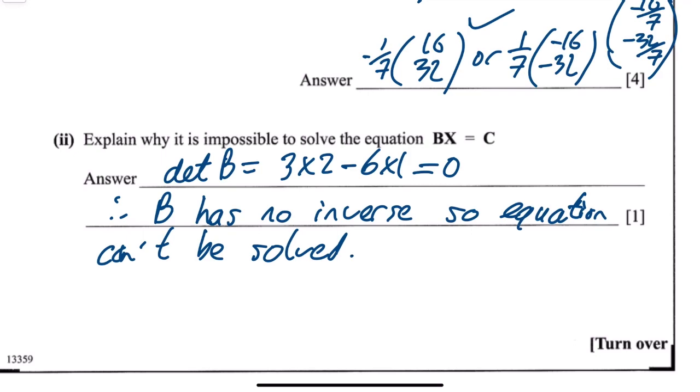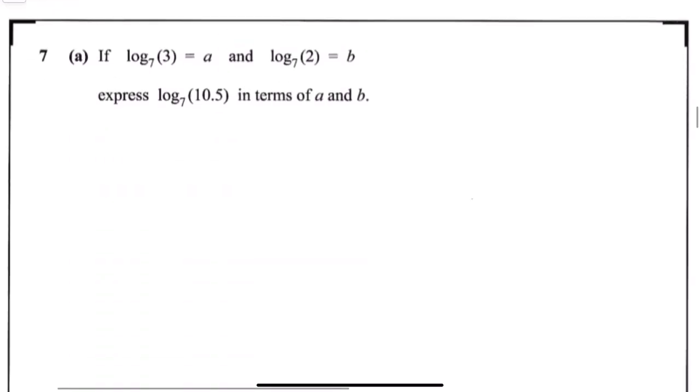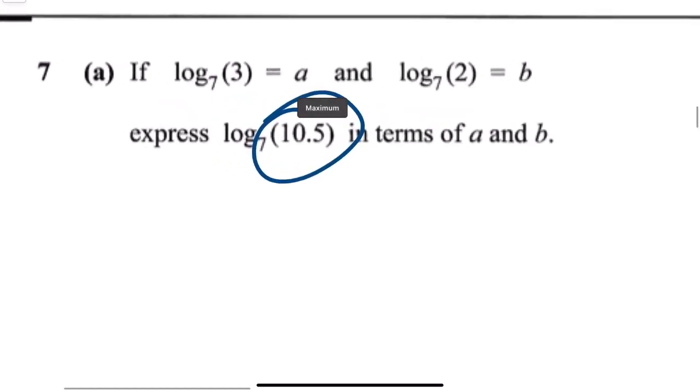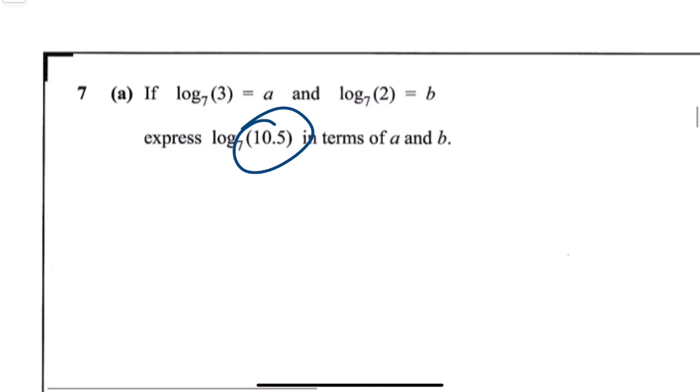Okay. Right, next question, tricky one here. It says log to the base 7 of 3 is equal to A, log to the base 7 of 2 is equal to B. Express log to the base 7 of 10.5 in terms of A and B. Now the hard part of this is getting 10.5 in terms of 3, 2 and also 7, because that's the base.